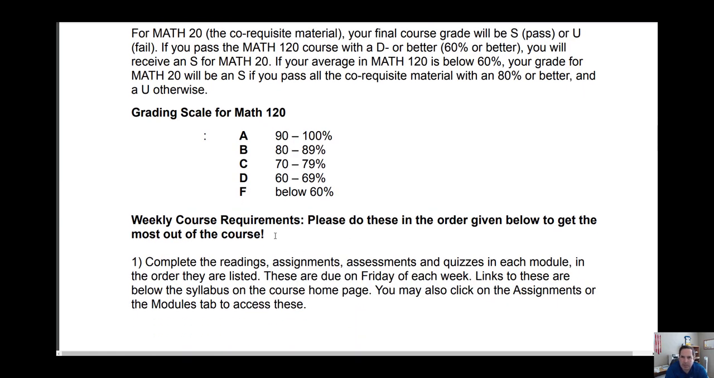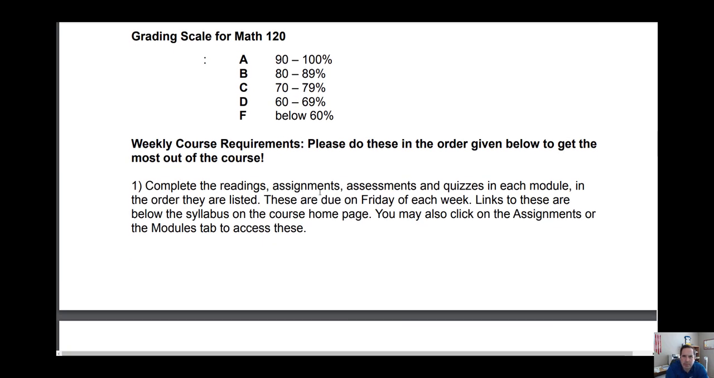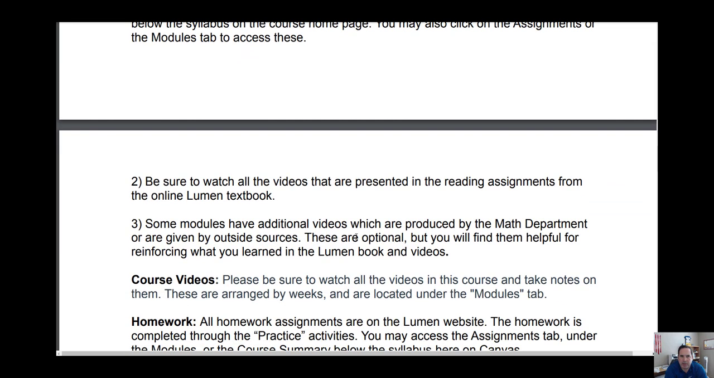Weekly course requirements, please do these in the order given below to get the most out of the course. Complete the readings, assignments, assessments, and quizzes in each module. In the order they're listed, they are due Friday of each week. Links to these are below the syllabus on the course homepage. So if you go to the syllabus page of the course, you'll find those links. You can also find them in the assignments in the modules, so many places to find them.